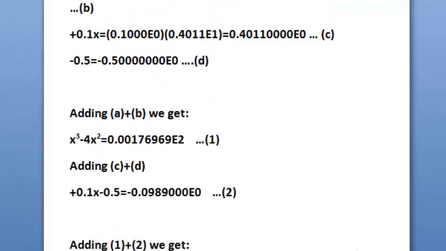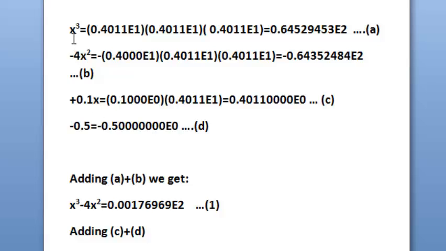Let us see how we can do this. Computing x cube by multiplying x 3 times, we get 0.64529453 E2. This is A equation. Then getting the value of minus 4x square, we get minus 0.64352484 E2. This is B equation. Then finding the value of 0.1x in 8-digit arithmetic, we get 0.40110000 E0, and minus 0.5 remains as it is, but in 8-digit arithmetic. This is our D equation.